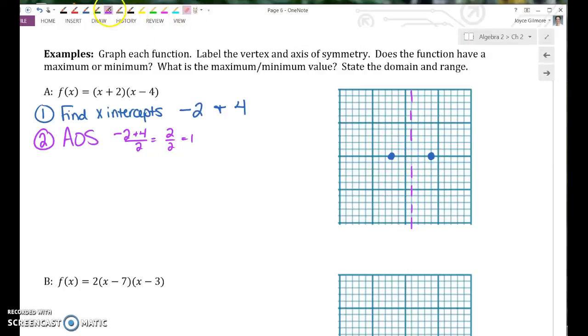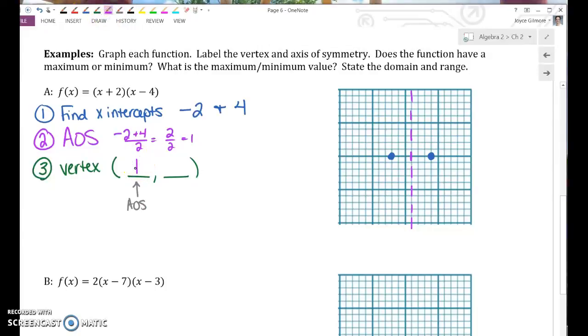Okay. Now it might seem like we're nowhere close to done, but we're actually almost done. We already have 2 points on the parabola. Your next step is to find your vertex. Your vertex has to be on the symmetry line. The first part of your vertex comes from the axis of symmetry. So the x-coordinate of our vertex is 1. How do we find the other half of our vertex?